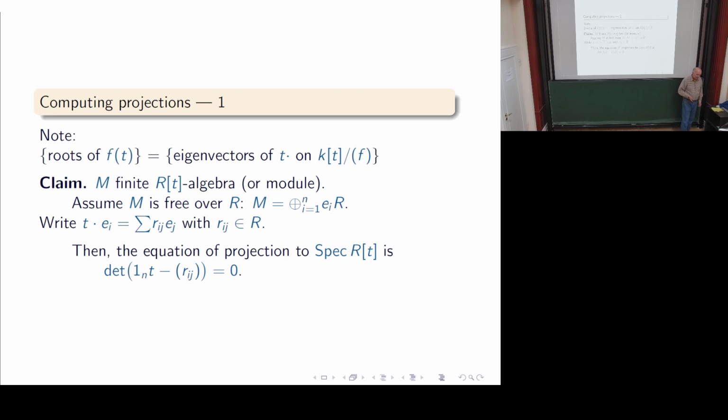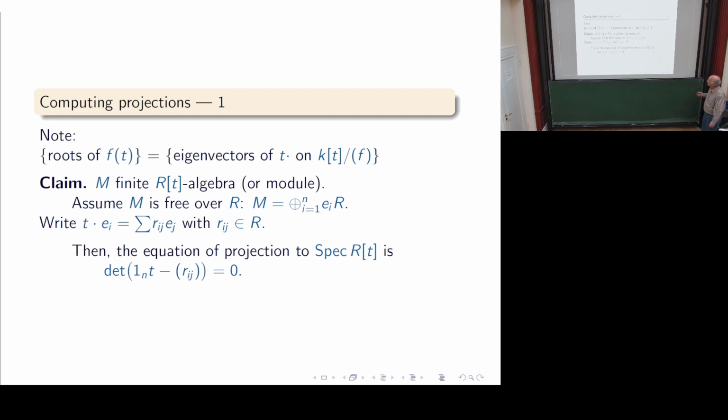So here is something. You have to notice that the roots of a polynomial in T are the same as the eigenvectors of T on this finite dimensional vector space. And so the characteristic functions of the roots, they are the eigenvectors.